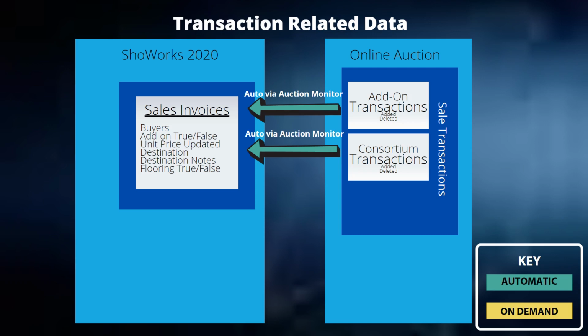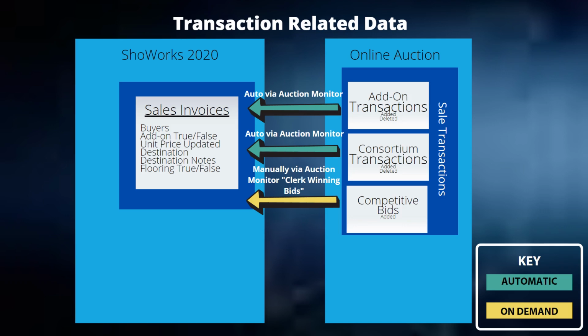Information that'll show in those sale invoices will be buyers. If it was an add-on, it'll show a little check mark as to whether it was an add-on. It'll show how much was applied, any destination and destination notes, and then in regards to flooring, it will show if it was a floored lot or not.